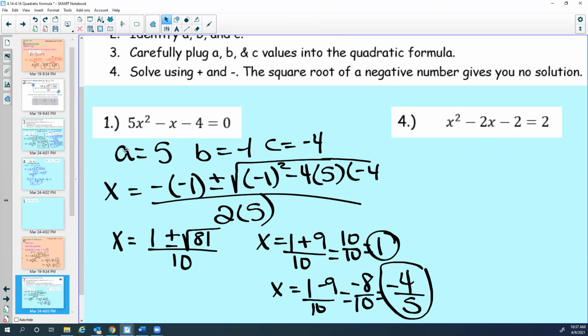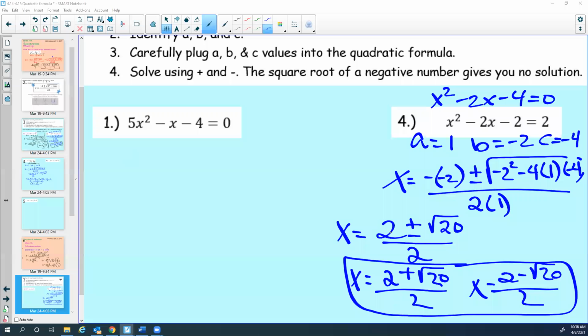All right, pause the video and try the second one there. Okay, so here's what you should have gotten. x equals 2 plus the square root of 20 over 2, and x equals 2 minus the square root of 20 over 2.